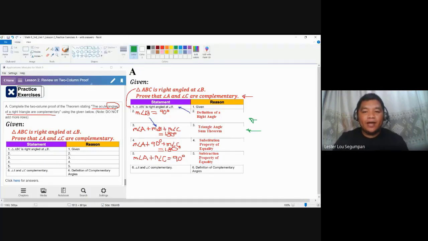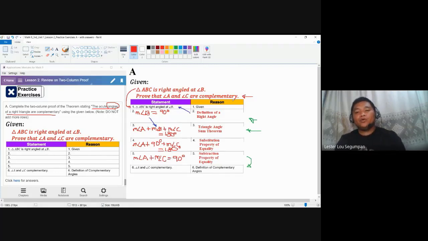And look at what happened now. From row number 5 to row number 6, since the sum of the measurements of angle A and angle C is 90 degrees, we can now say that they are complementary based on what? The definition of complementary angles, stating that if the sum of the measurements of two angles is 90 degrees, they are complementary. So coming up with a two-column proof is not necessarily easy, but what you could do is to connect reasons and statements from one to the other.